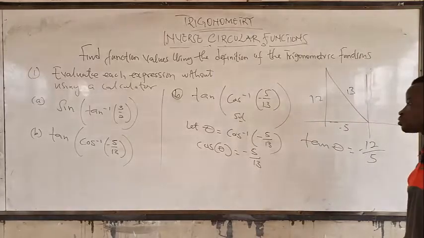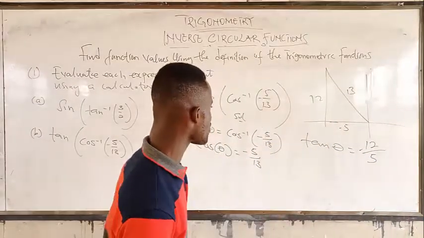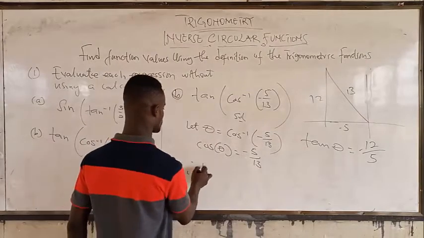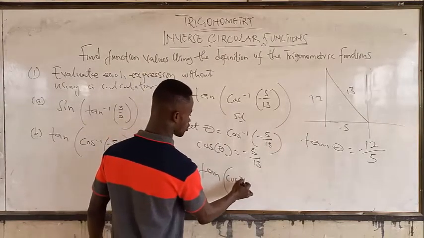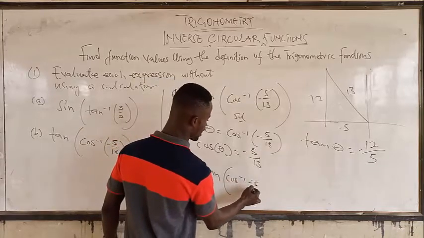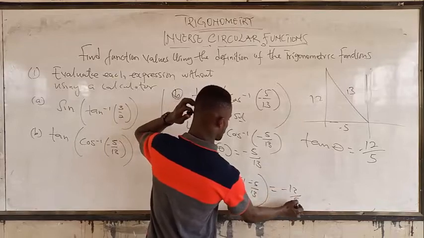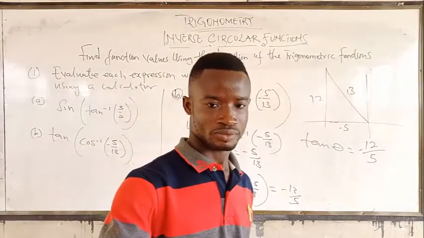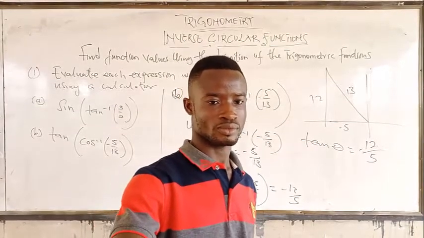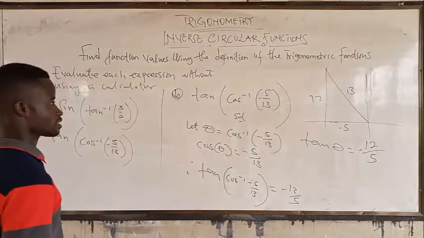So tan is going to be negative. Cos is going to be negative. Very good. So therefore, we conclude that tan of cos inverse of negative 5/13 is going to be negative 12/5. Okay, let's move to the next question.